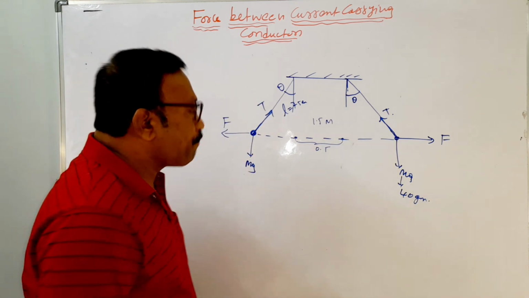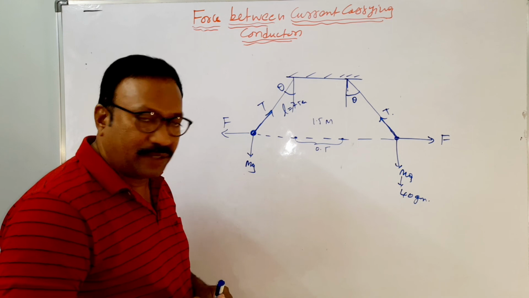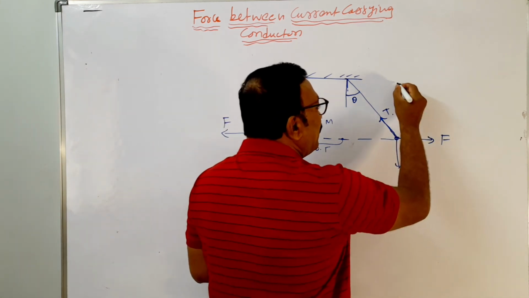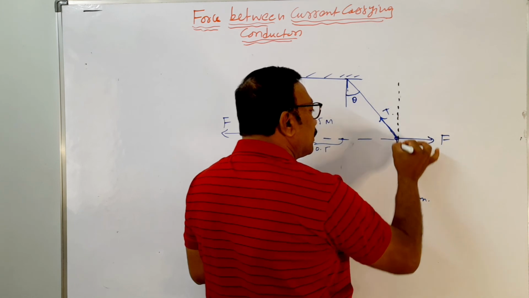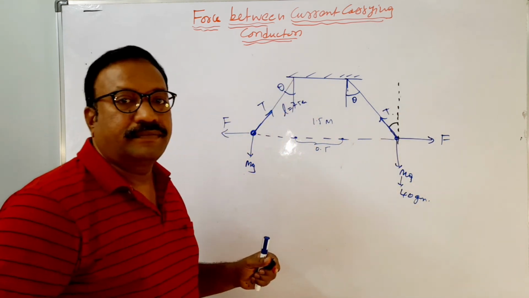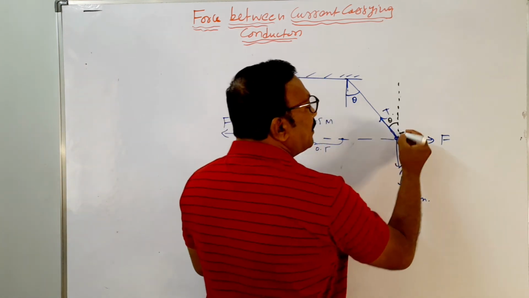Okay. So I will do one thing now. Because these are in equilibrium, I will resolve this tension. I will take one line like this. If this is theta and this is also theta, alternate angles, I will resolve this T now.